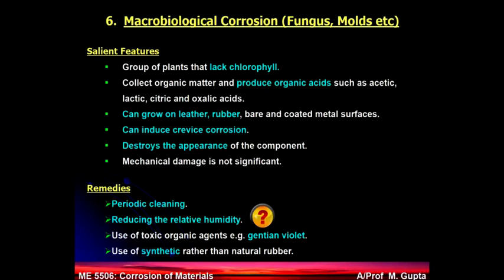So the best way to minimize this kind of corrosion because of the fungus and molds is that you have to clean it, because once you clean it, you eliminate it. Number two, you can reduce the relative humidity. Can you tell why the reduction in the humidity will minimize the macrobiological corrosion by fungus and molds? Why is humidity very important?